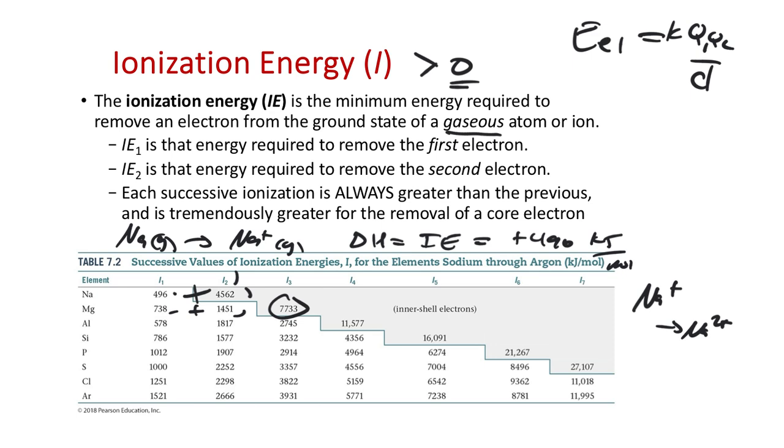So now notice that as you go across the periodic table, as you go from sodium, magnesium, aluminum across, so this is going left to right.